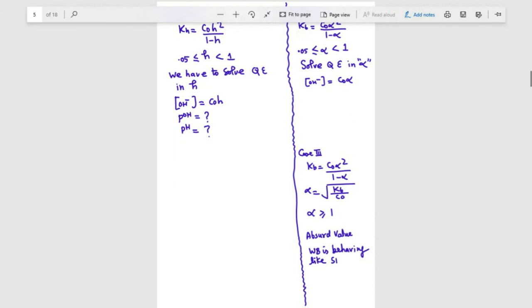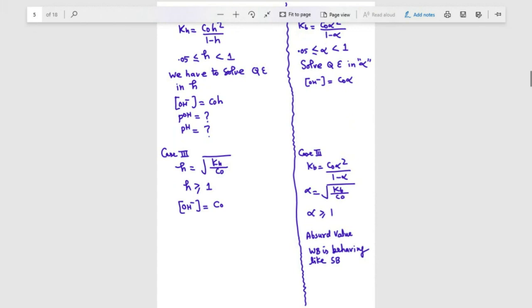Similarly, here also we are saying case 3, same way, that we apply the formula h is equal to under root Kh upon C naught, and if I am getting h greater than or equal to 1, then I will say that the ion will 100% hydrolyze, right? So we can directly write that OH minus ion concentration is equal to C naught, because C naught h is equal to C naught, right?